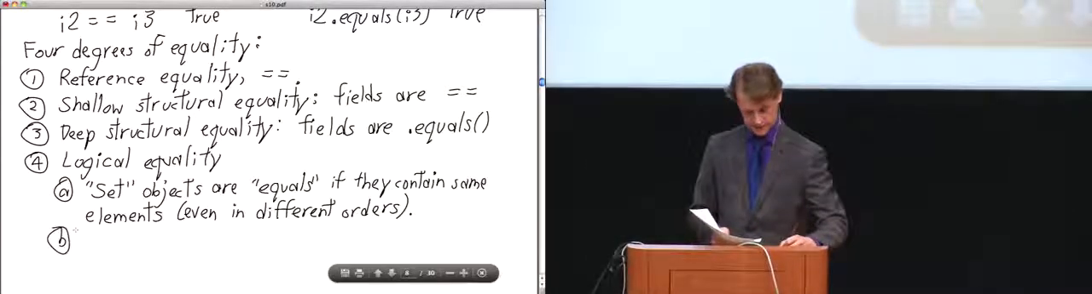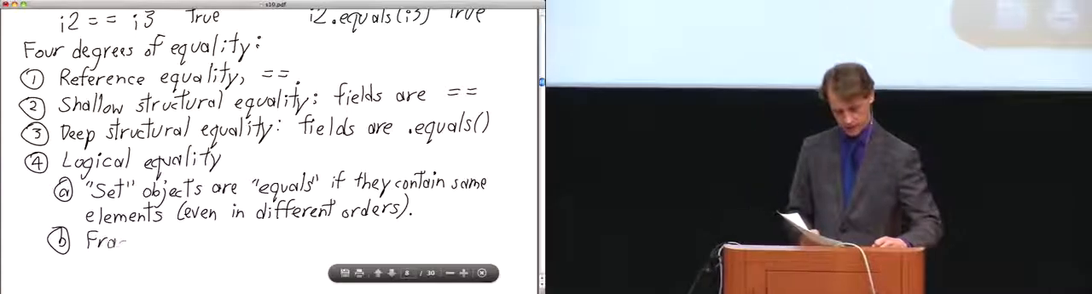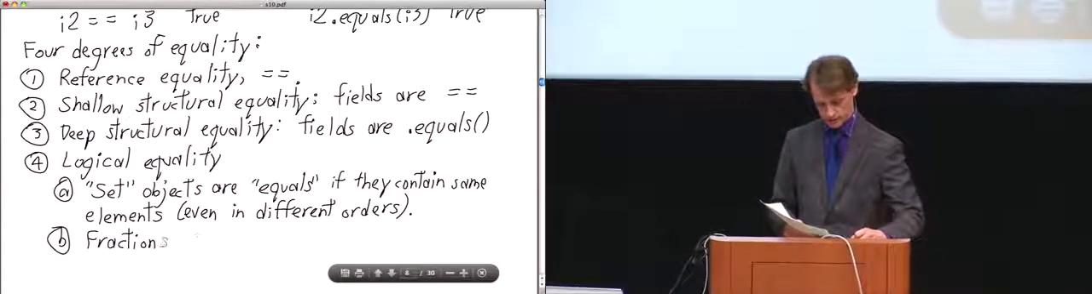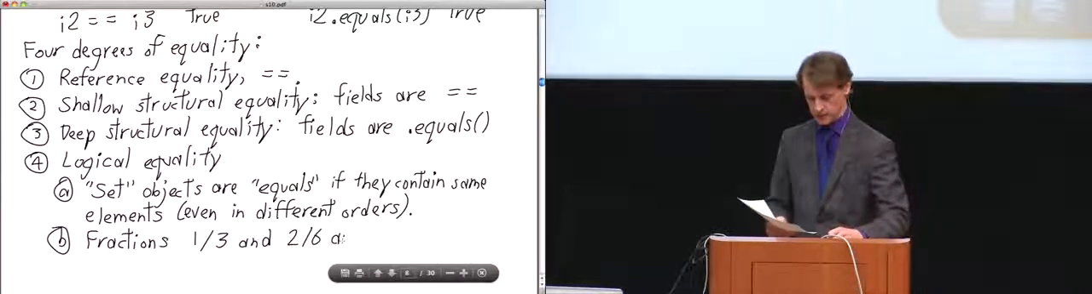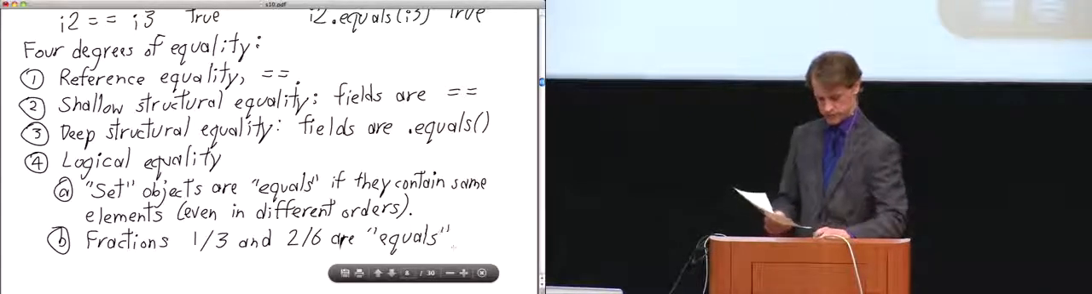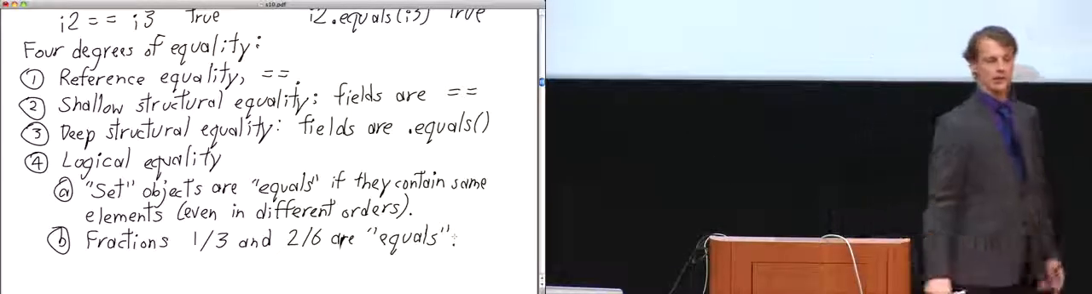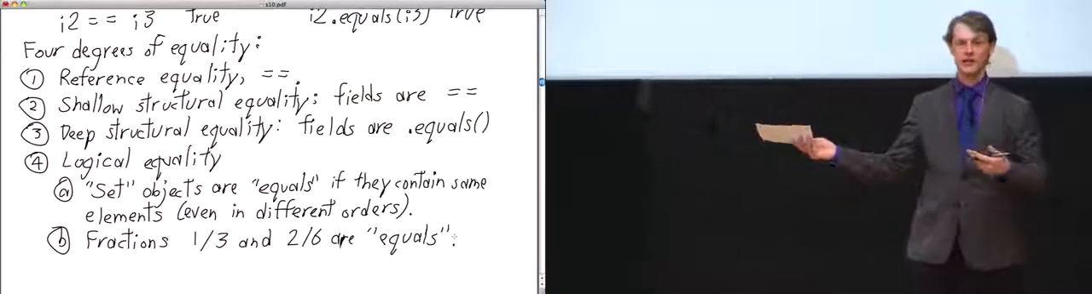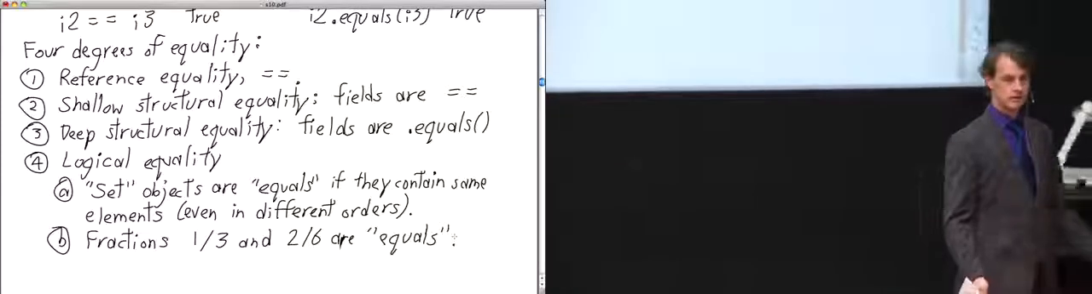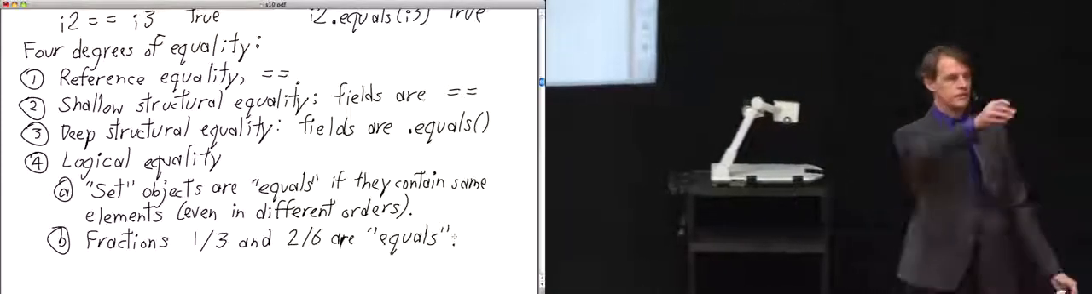Another example is fractions. You'll recall the fraction class from Lab 2. Well, the fractions 1 over 3 and 2 over 6 have the same meaning. So they should be dot equals, because they're both the same number. They don't have any digits in common in their numerators or denominators, but they're still the same number, so they should be dot equals. Yes?